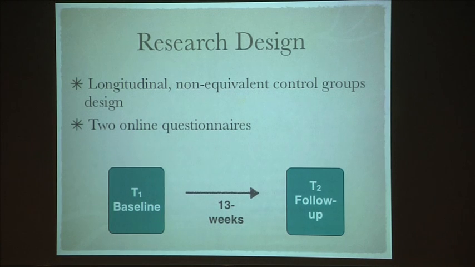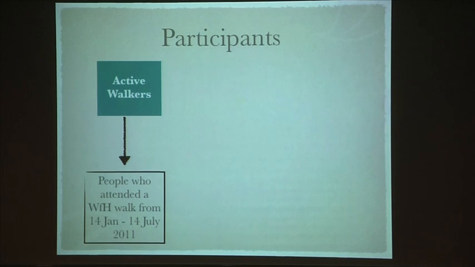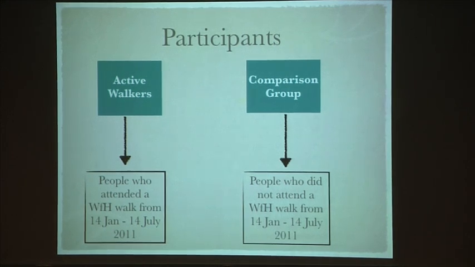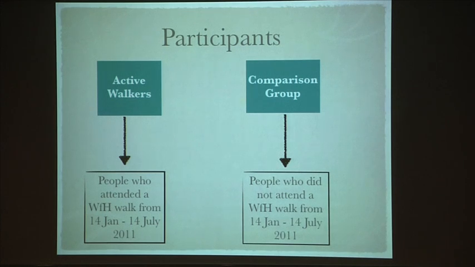So the study is a longitudinal, non-equivalent control groups design, and both groups of participants took 2 online questionnaires. The first questionnaire was baseline, and then they took their second questionnaire 13 weeks later. And the 2 groups of participants are active walkers. These are people who attended at least one Walking for Health walk between the 14th of January and the 14th of July in 2011, and a comparison group comprised of individuals who had not taken part in Walking for Health between that time. Data collection started in August 2011 and it ended in January 2012.